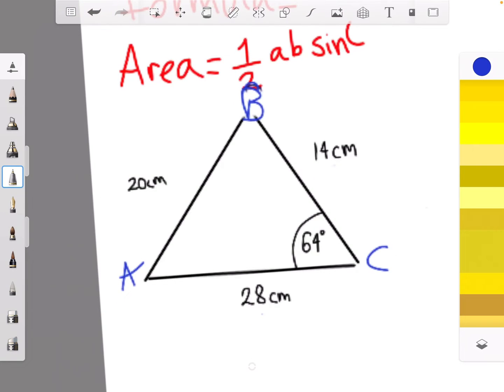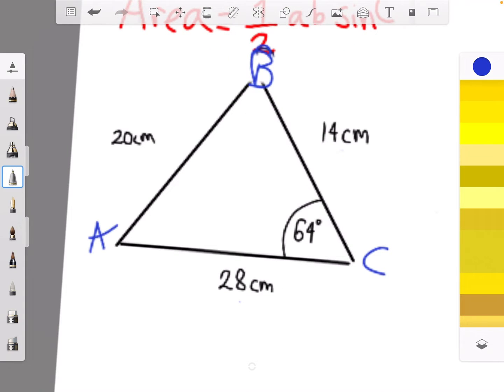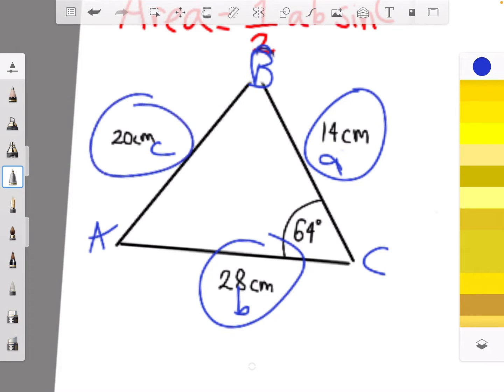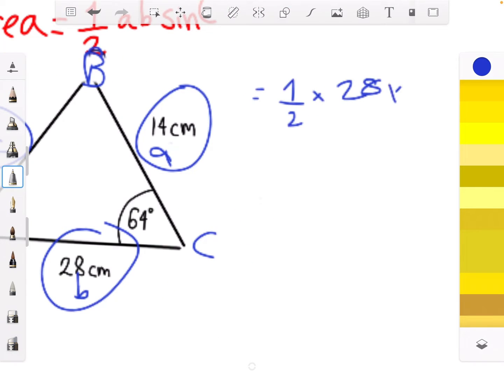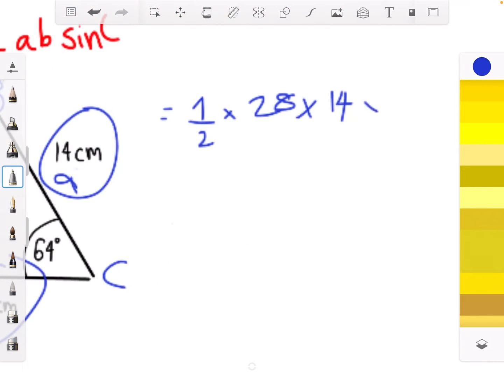And then what you have to do is label the lengths that correspond to the angles. So this would be B, this would be C, and A would be A. They have to face each other. This is really, really important. You can do it without labeling, but it's going to be so much easier if you do this. Anyways, then you substitute into your formula: half times 28 times 14 times sine 64.